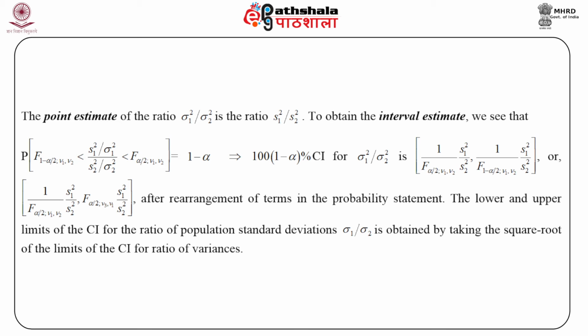The lower and upper limits of the confidence interval for the ratio of population standard deviations sigma 1 by sigma 2 are obtained by taking the square root of the limits of the confidence interval for the ratio of variances.